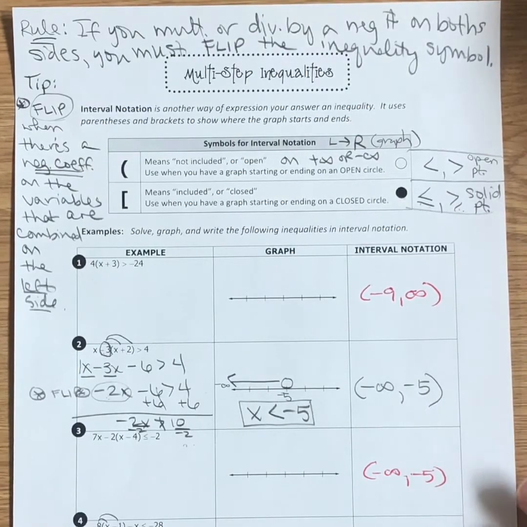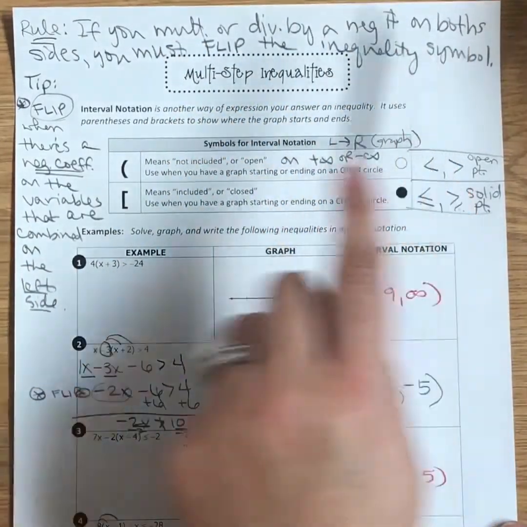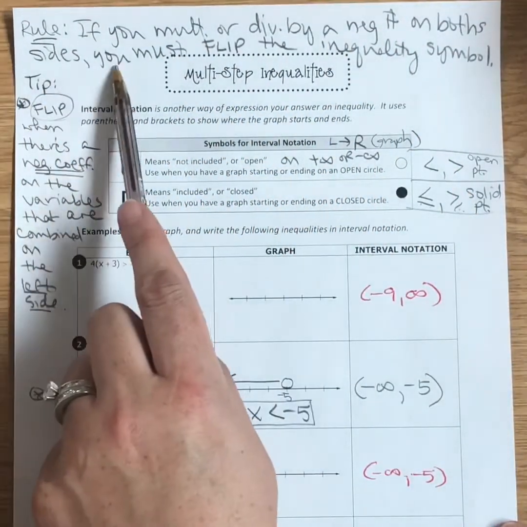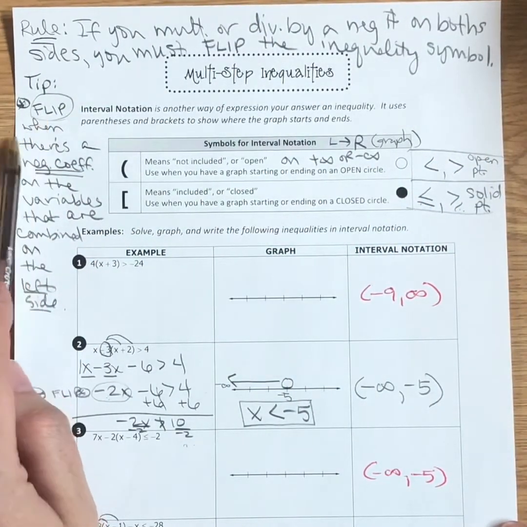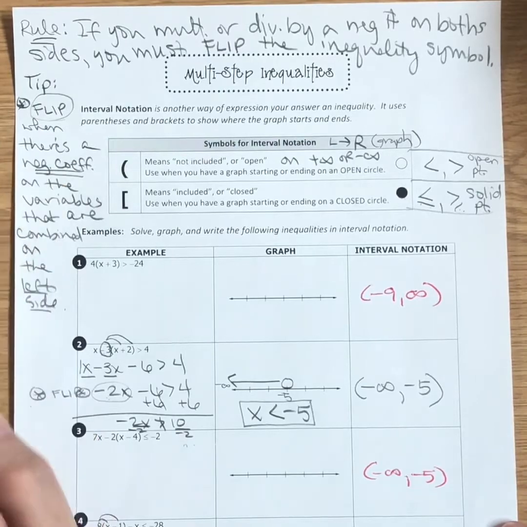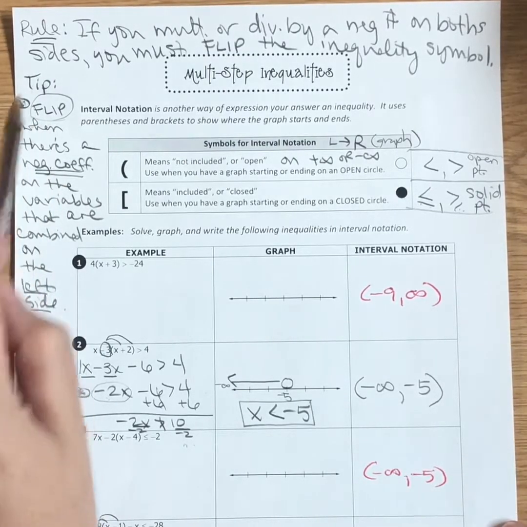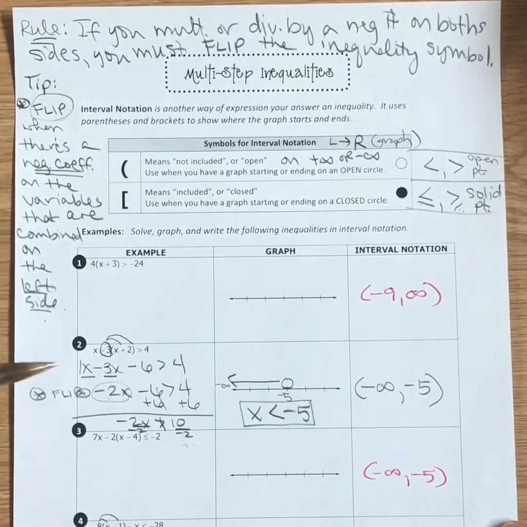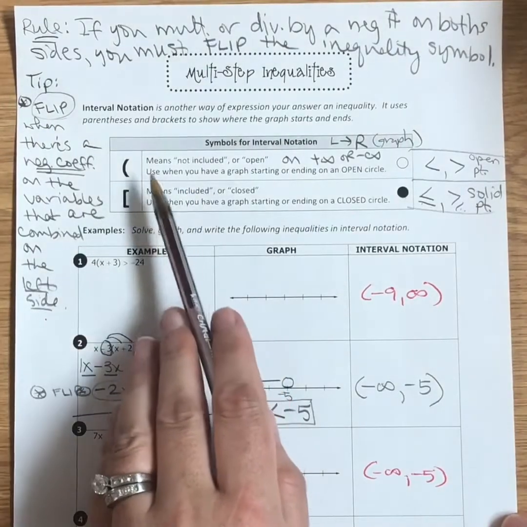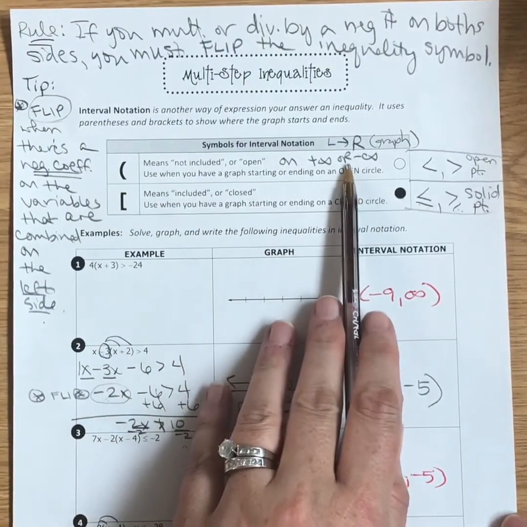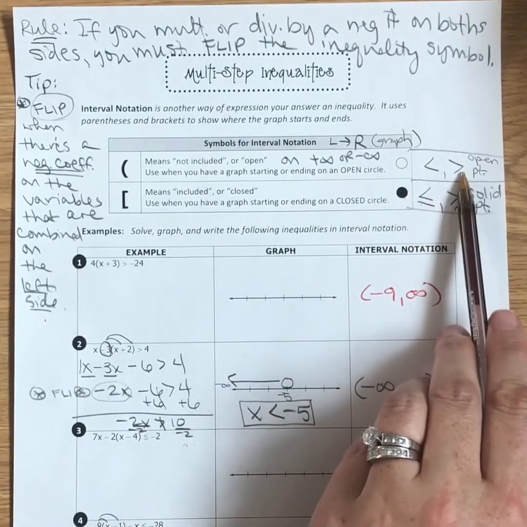So again, just remember the rule: if you multiply or divide by a negative on both sides, you must flip the inequality symbol. My tip is to flip when there's a negative coefficient on the variables that are combined on the left side. So once you get all the variables on the left side and there's a negative coefficient, you have to flip.